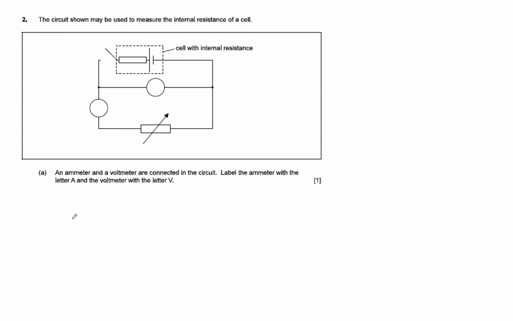Label the ammeter with the letter A and the voltmeter with the letter V. I'll let you guys do this. Remember that currents flow through ammeters, so the ammeter needs to be put in the path of the current that will flow. Remember that voltmeters are placed across, so we're going to measure, say, the potential difference from here to here.